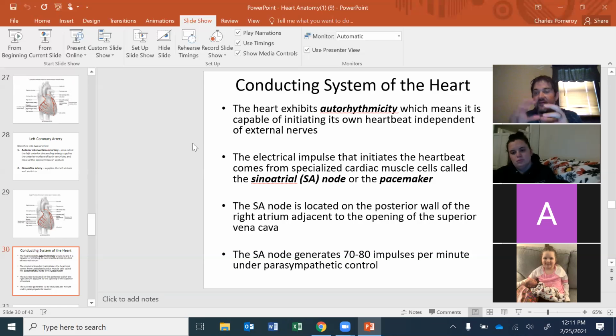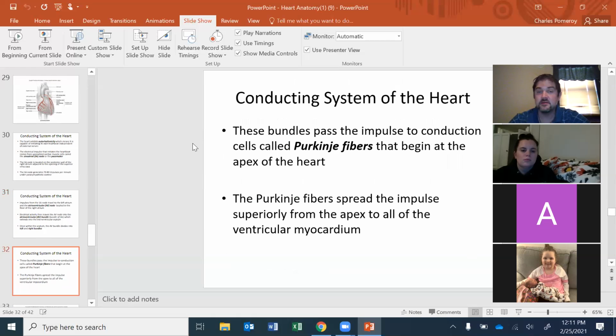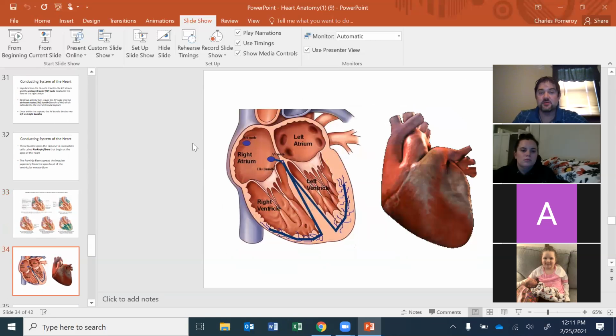Every second of every day, these cells, called pacemaker cells, will fire a message, and then it will spread down through the heart so that the heart muscles all receive the message and contract. So here's the special nerve network.